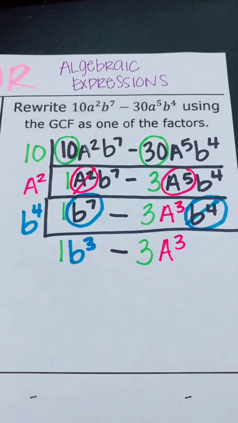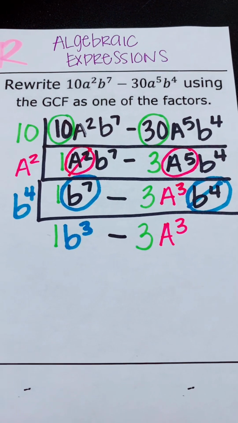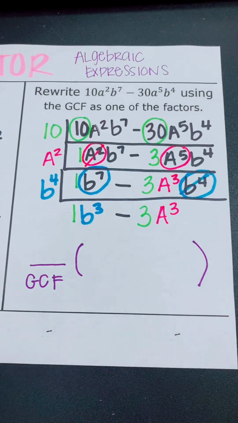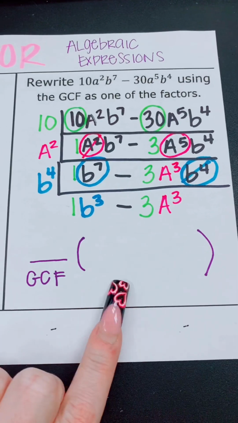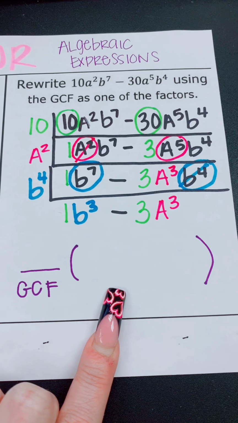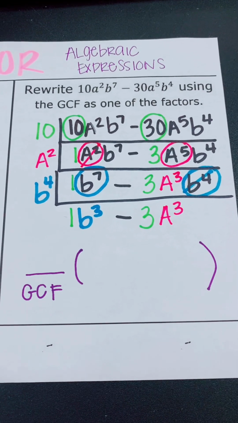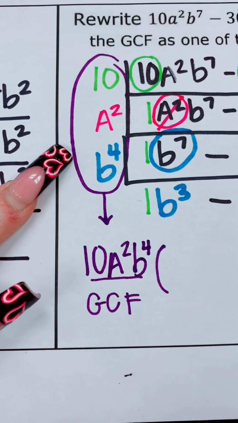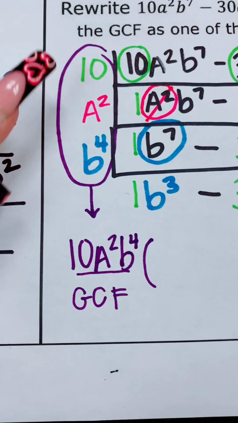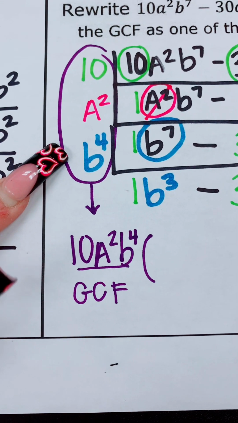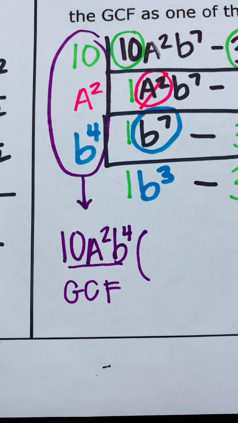Now it's time to rewrite a new expression using the GCF as one of the factors. So what we need to do is take our GCF and write it outside of the parentheses, and then we will have an expression with an operation on the inside of the parentheses. Let me show you how it's done. We still multiply all of the factors they have in common to get the GCF, so 10 times a squared times b to the 4th to get 10a squared b to the 4th for our GCF.